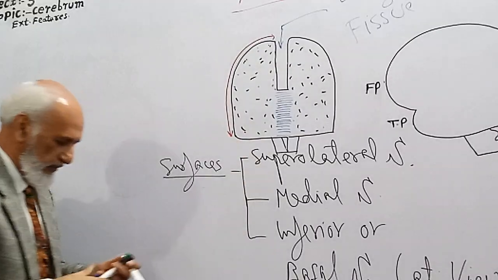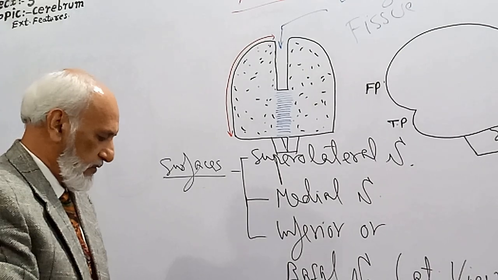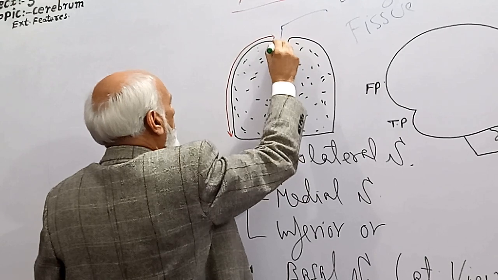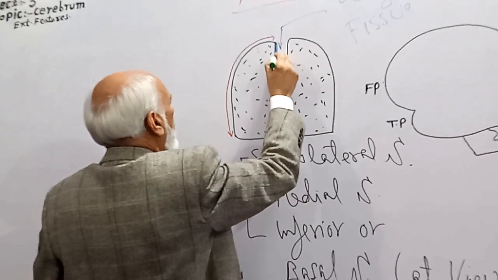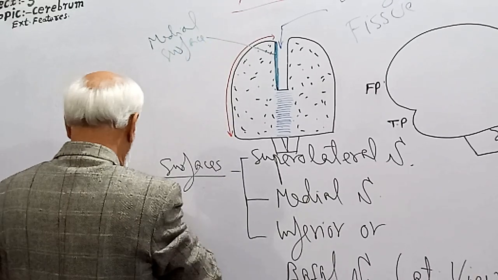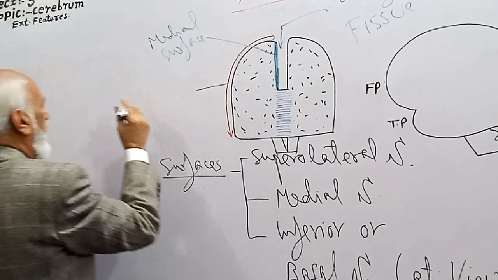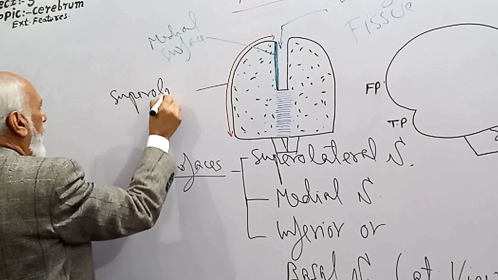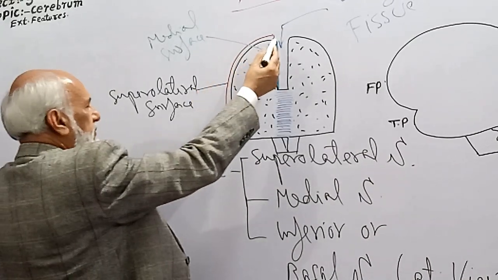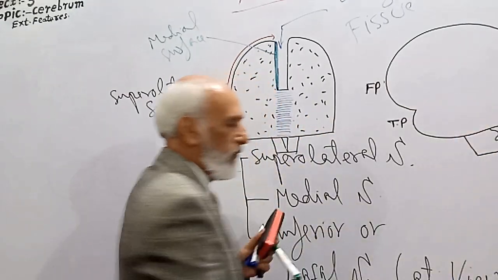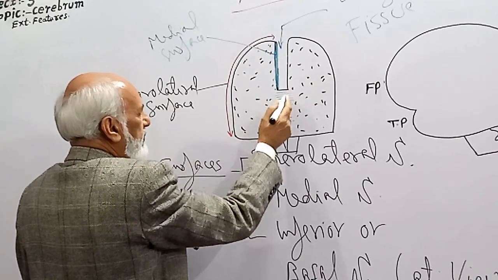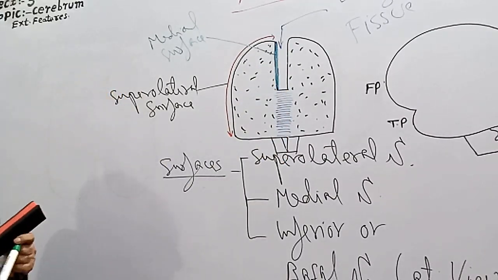Now we are talking about the surfaces. The next surface is the medial surface. So you can see here, this is the medial surface. And this was supralateral surface. Now I told you that supralateral is convex from above downward and from before backward. But you can see the medial surface is vertical and straight from top up to the upper surface of midline structure. This is medial surface, which is straight and flat.